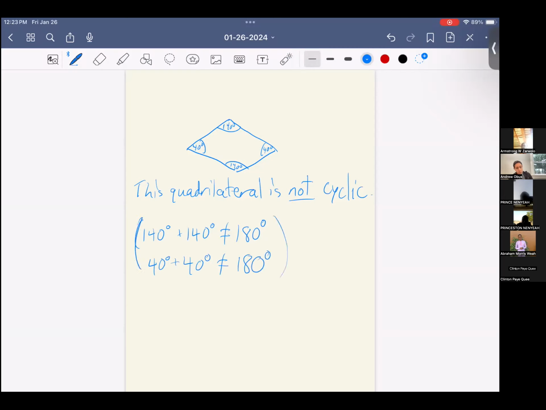Okay, so it's a check. There's going to be no circle that passes through all four of these points. Okay. And the only way it can actually lie inside is if the pairs of opposite angles add up to 180 degrees.